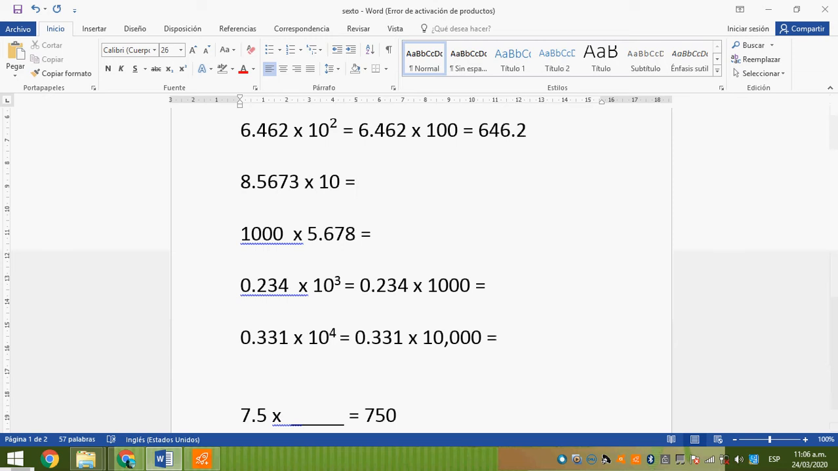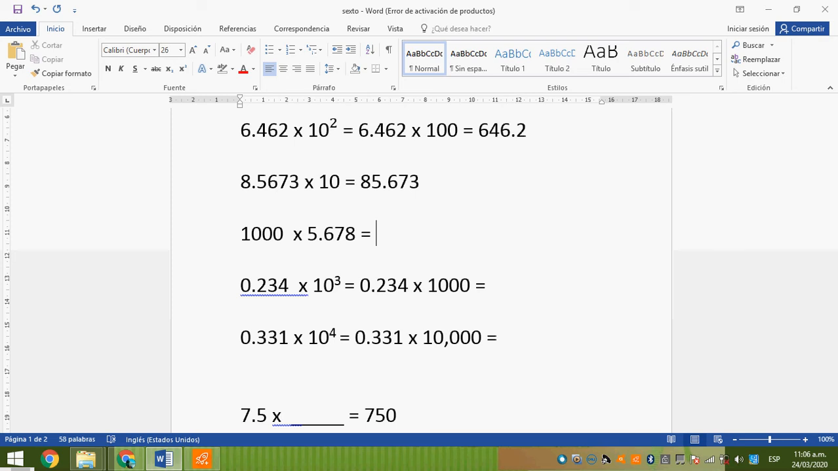Now, let's go to the next one. I need to multiply 8.5673 times 10. How many zeros does the 10 have? Just 1. That means I need to move just 1 space, the decimal point, to the right. So in that case, it's going to be 85.673. The next one, I need to multiply 1000 times 5.678.